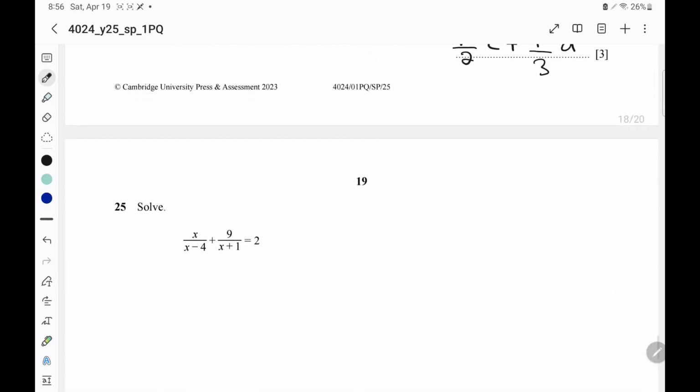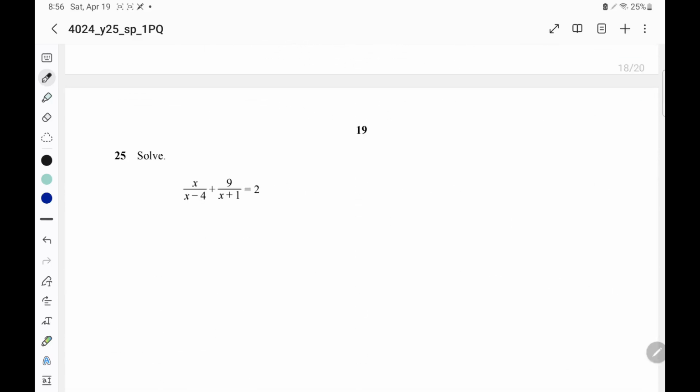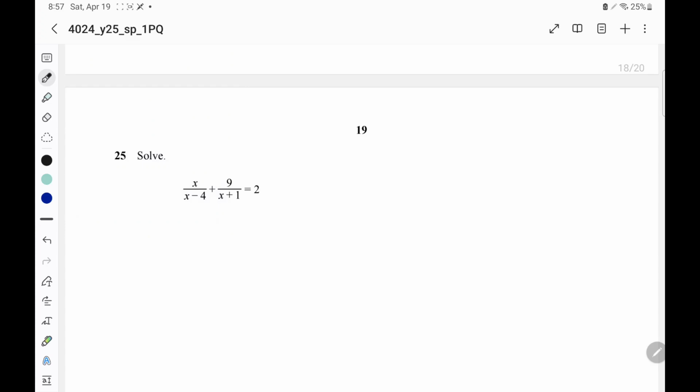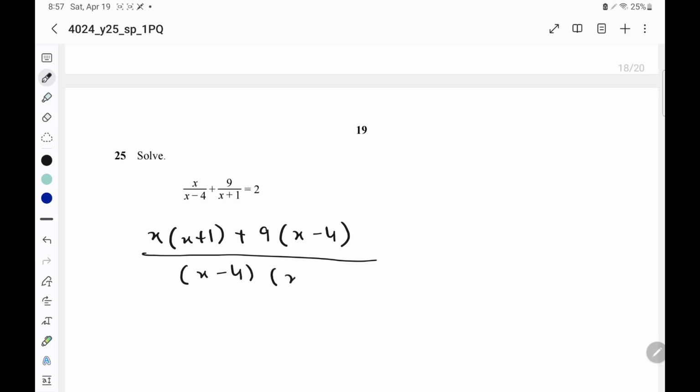Okay, the next question. This is just a solution of algebraic equations. So you will have the two denominators there. Take LCM of these two denominators. x upon x minus 4 plus 9 upon x plus 1 equals to 2. So x will multiply with x plus 1 and 9 will multiply with x minus 4 to make the same denominator. x minus 4 and x plus 1 equals to 2.